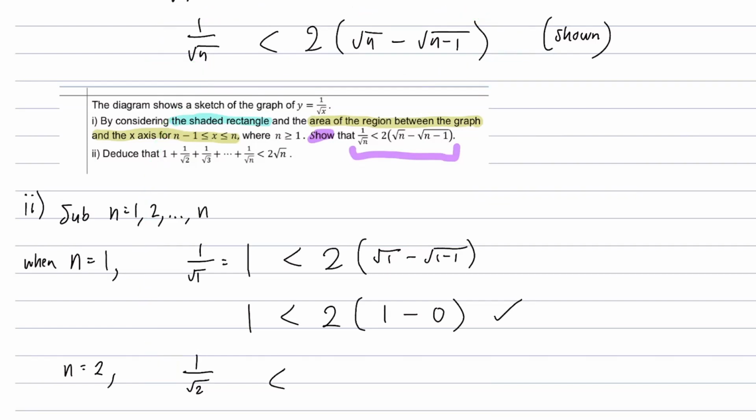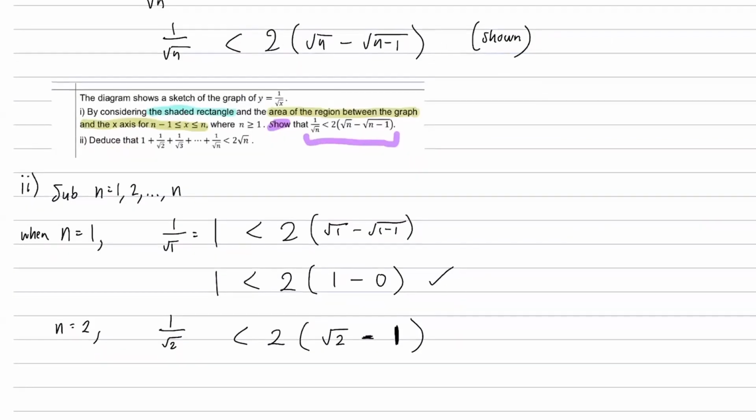Less than, can you tell me what is it? 2 bracket? Square root 2 minus the 2 minus 1, which is 1. Okay, good. Leave that alone. Maybe I simplify. Square root 1 is 1, right? So I'll just simplify as 1. Is that okay? Good. That is n equal to 2.